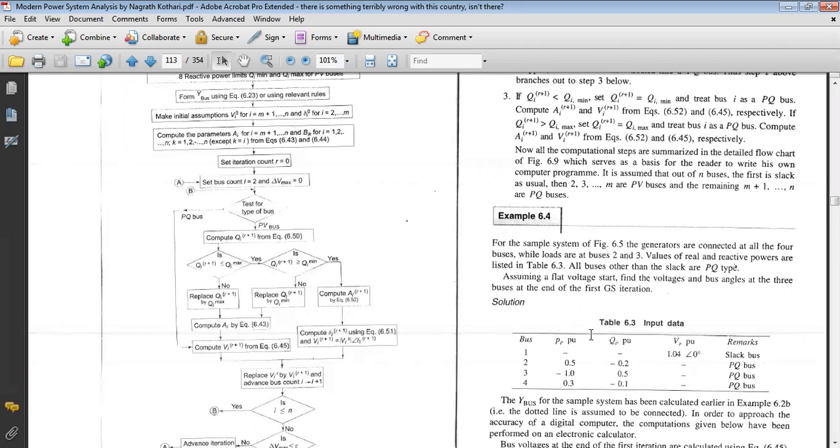So this is a table. There are 4 buses in this particular power system. Bus 1 is a slack bus, and all other buses are PQ buses. So we need to determine the voltage magnitude and angle for buses 2, 3, and 4, because these are all PQ buses. Bus 1 is the slack bus, so its voltage magnitude and angle are given. For all other buses, P and Q are given because these are load buses. Now we have to determine the voltage magnitude and angle for the load buses at the end of the first Gauss-Seidel iteration.